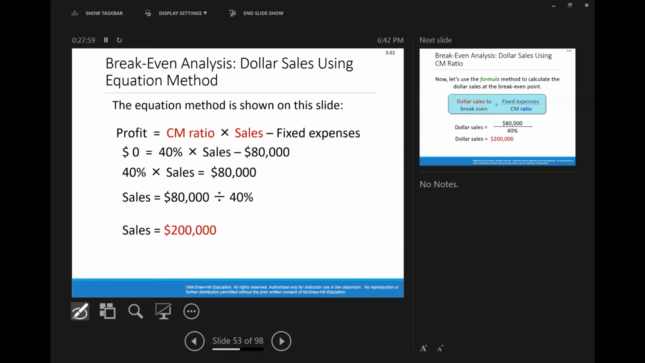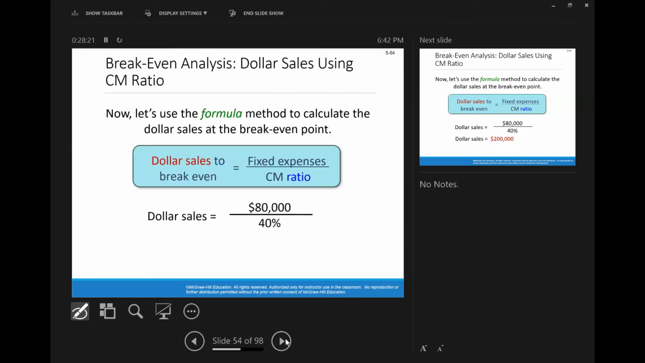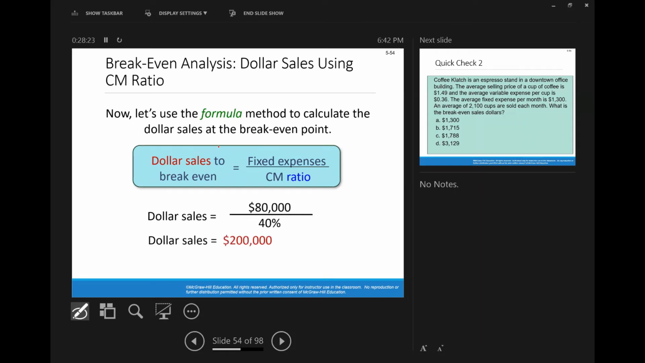Okay, so now we're going to do the same thing. We'll bring the 0 to one side and the 40% S to the other side. So we do 80,000 divided by 40%. Now I know my sales to break even. I need 400 units and I need sales of 200,000 to break even. So you're basically doing the same thing, just coming at it from a different direction.